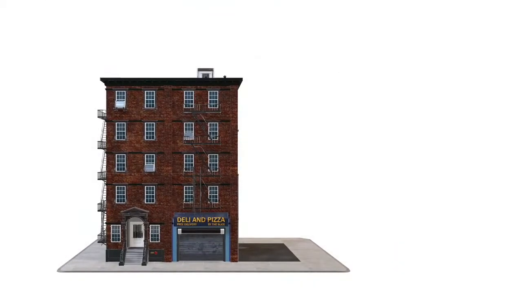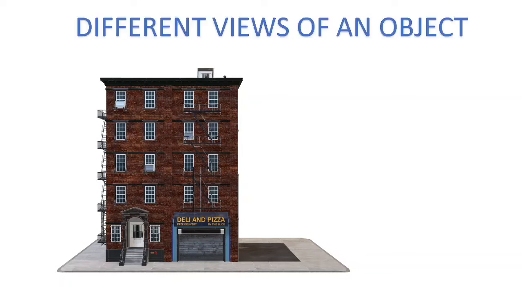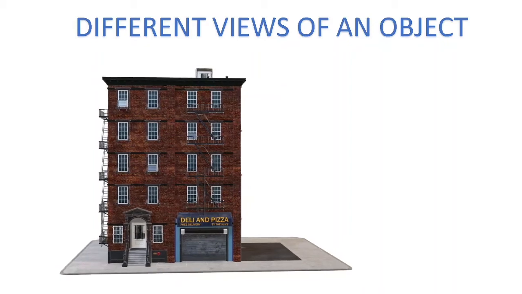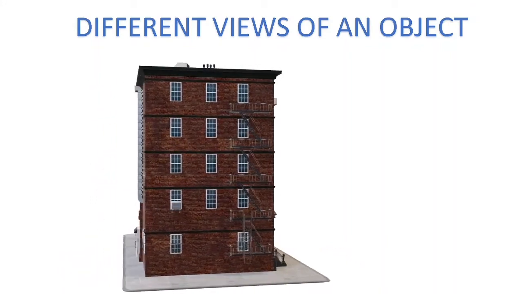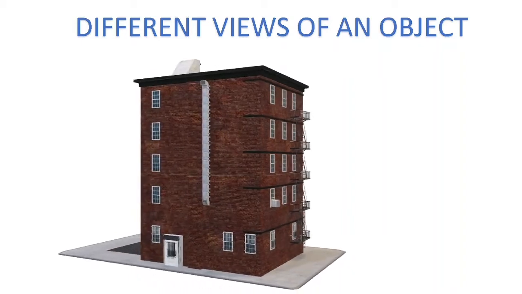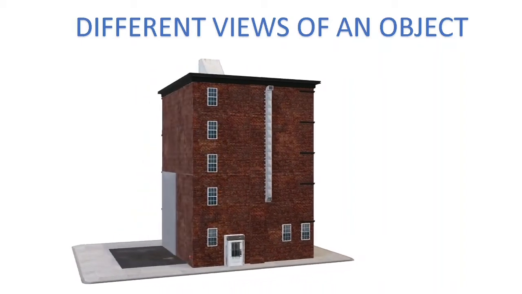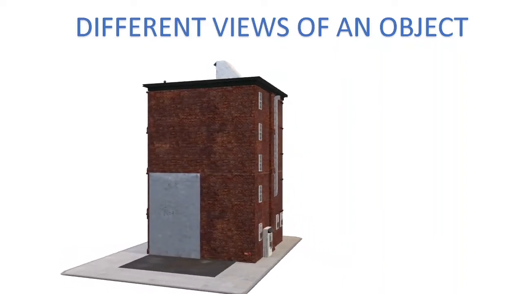Can you tell me what view this is? Is it the front side of the house? Is it the back side of the house? Many of you might have guessed the right answer. It's the front view of the house. So let's try and rotate this building and see different views of this house also. Now this is the side view. Here comes the back view. Again the side view.